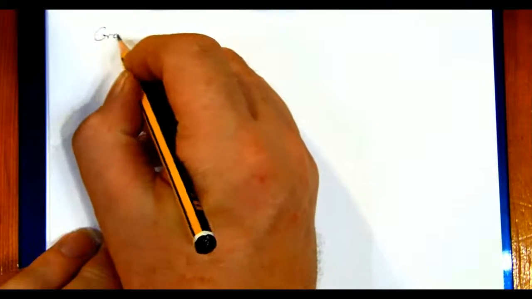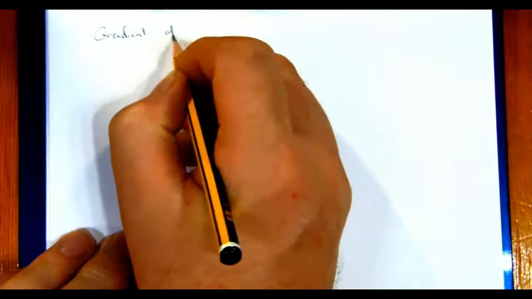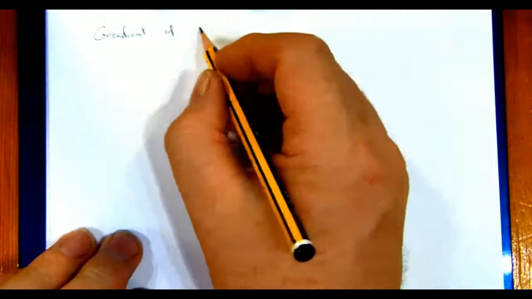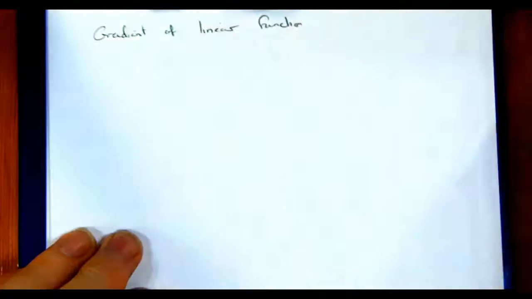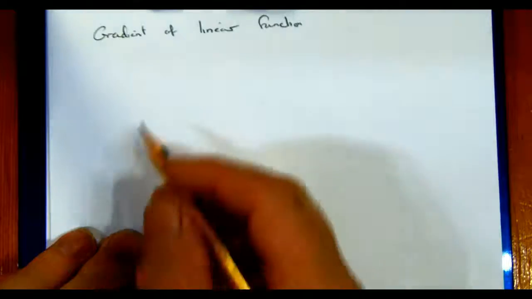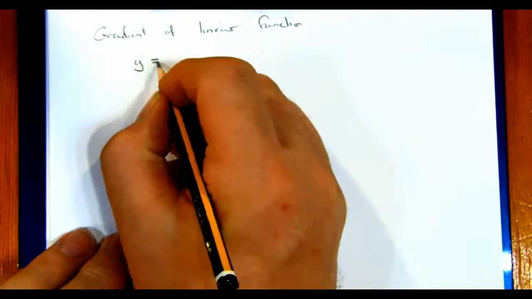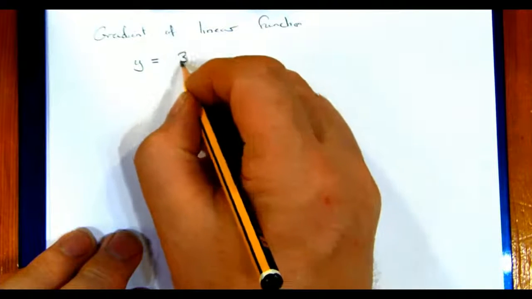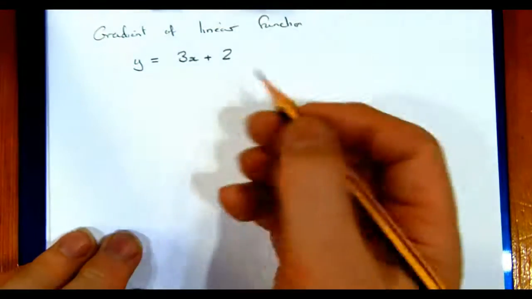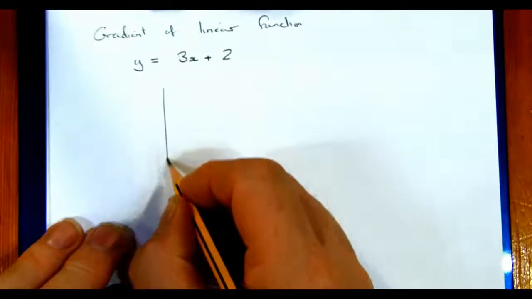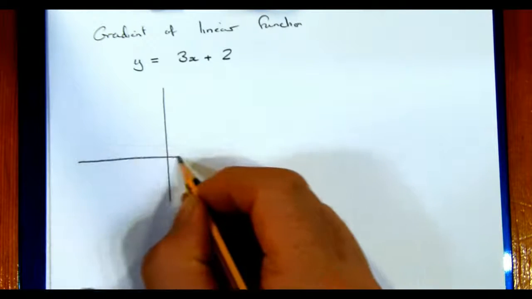I want to take a look at how we work out the gradient of basically some sort of linear function. And for this, let's take a look at a function which is y equals 3x plus 2. Let's see what we've got with this graph.